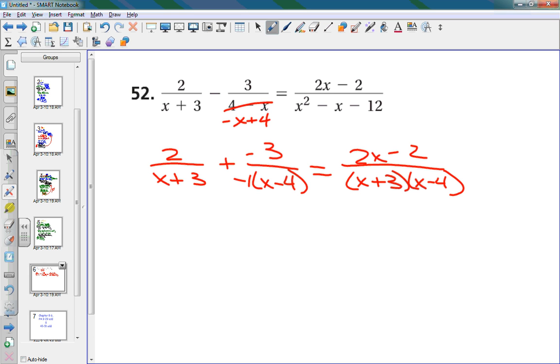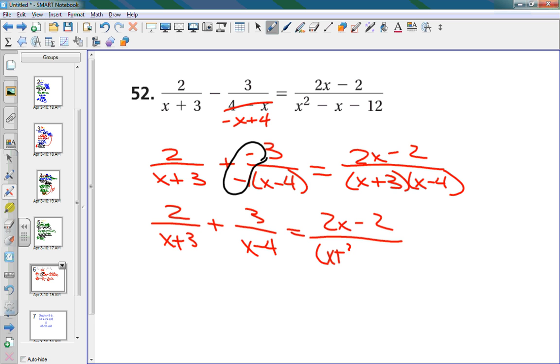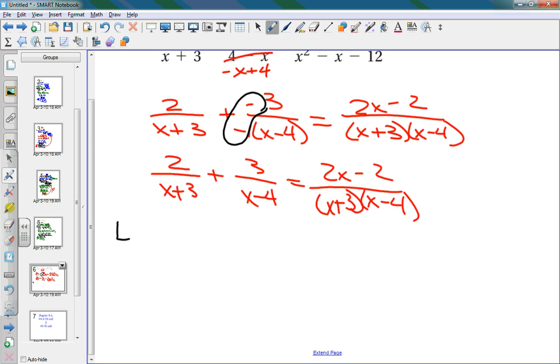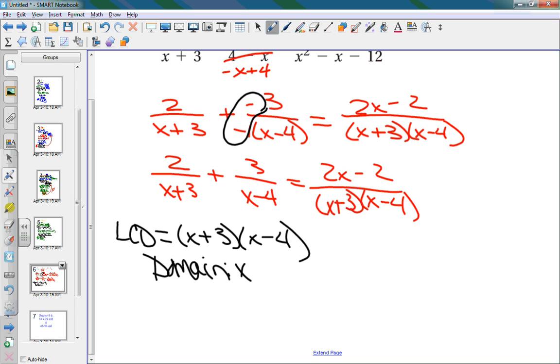You do not have to touch the numerator at all. Okay? We only focus on the denominator. Now, what is going on with this right here? That becomes a positive, so I have 2 over x plus 3 plus 3 over x minus 4 is equal to 2x minus 2 over x plus 3 times x minus 4. My LCD is what again? Which means now I have restrictions, correct? What's my domain restrictions? Negative 3. X cannot be negative 3 or positive 4. Do we understand that?